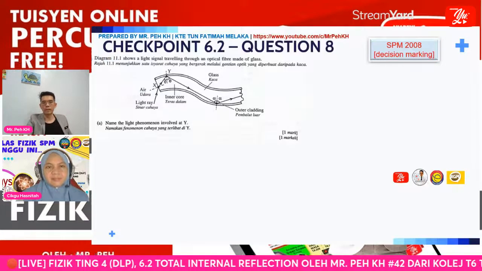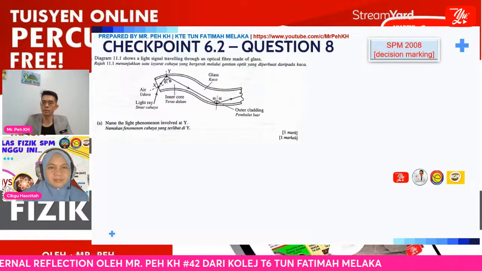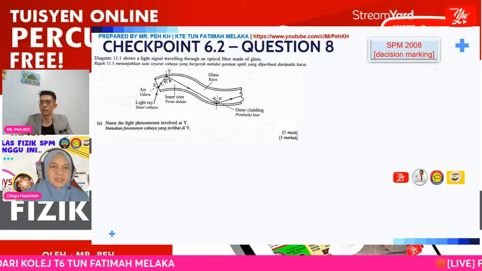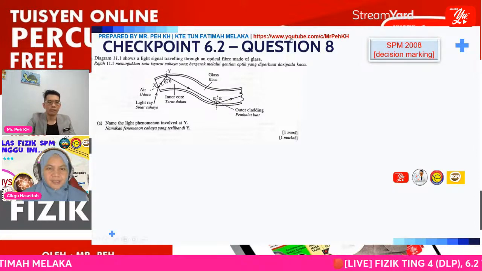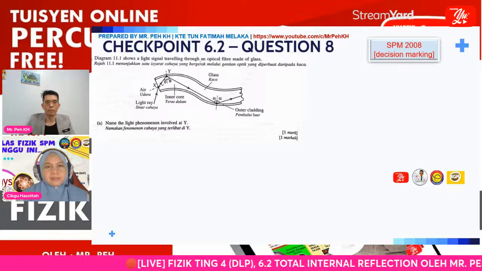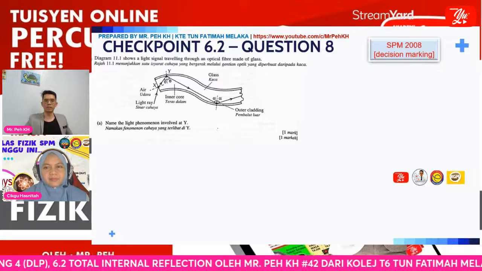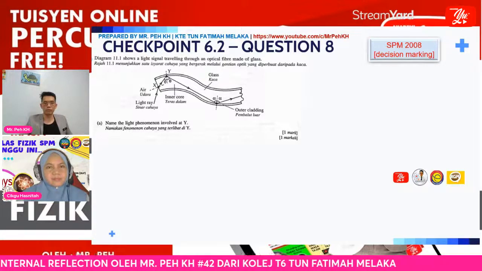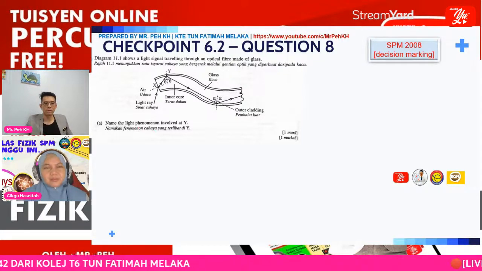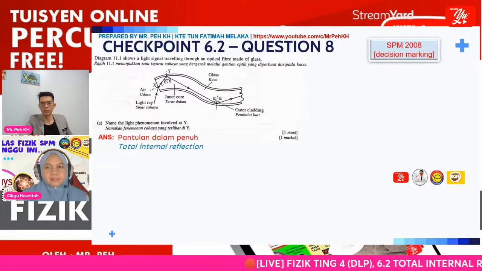Okay, so here we go to our last question, a 20 marks question. The example question from 2008 is a decision making question, so it will be Section B in our KSSM format. Diagram 11.1 shows a light signal traveling through an optical fiber made of glass. This is an application of total internal reflection, just as we discussed already in Learning Center 3. So name the phenomenon that occurs at Y. Definitely it will be total internal reflection.